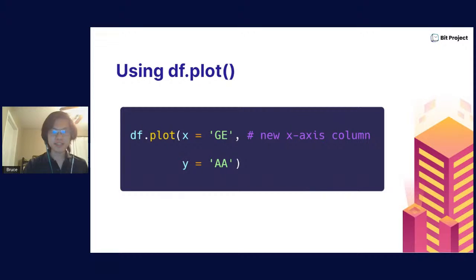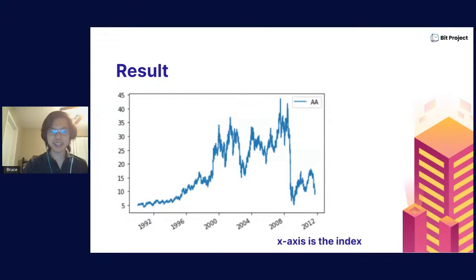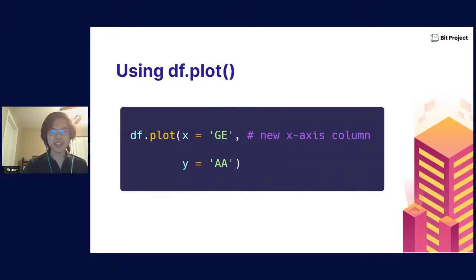What if we wanted to have a different x-axis though? Let's say we don't actually care about the date. We want to be plotting the relationship between GE stock prices and American Airlines stock prices for whatever reason. Well, if you want to reset the x-axis, all you need to do is call x equals and then the column name of the x-axis that you want it to be.